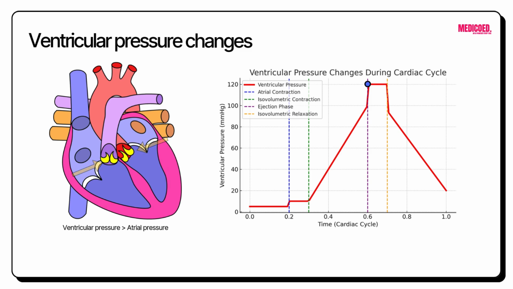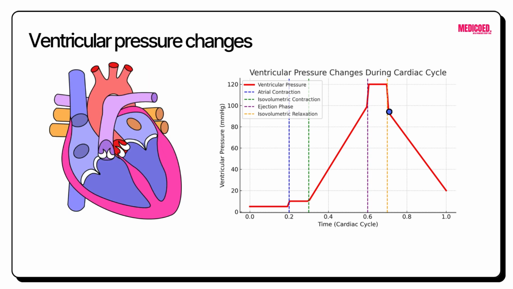As contraction continues, ventricular pressure surpasses arterial pressure, forcing the semilunar valves to open. Blood is ejected into the aorta and pulmonary artery. The graph shows ventricular pressure peaking. During the ejection phase, as blood leaves the ventricles, pressure begins to drop. This is reflected in the graph as a gradual decline.